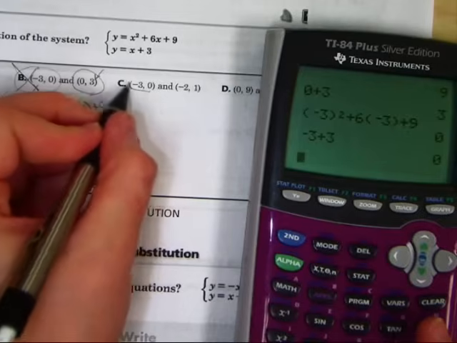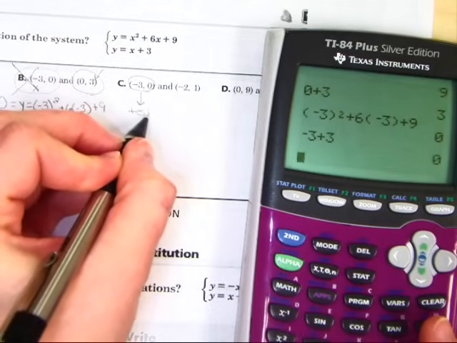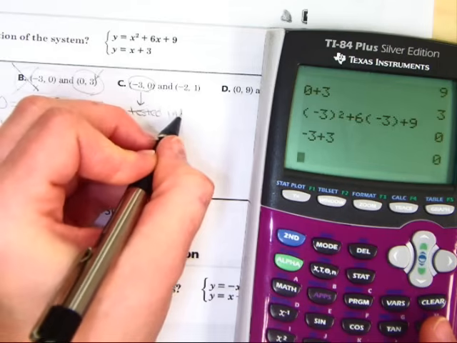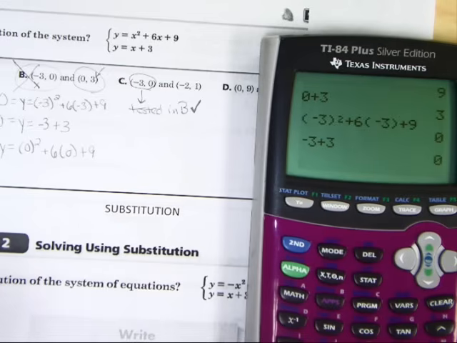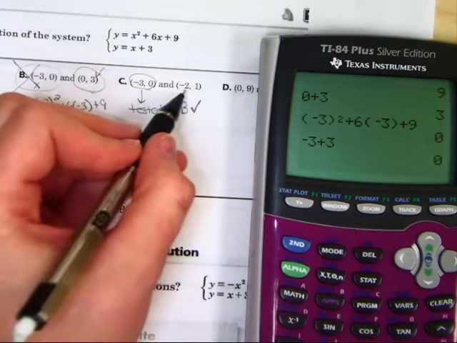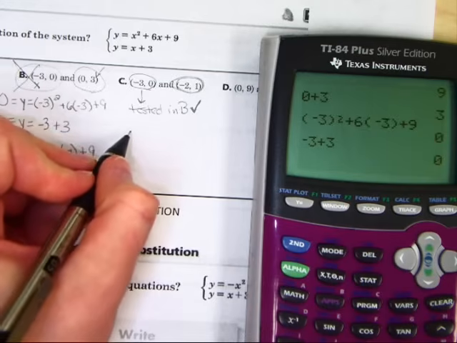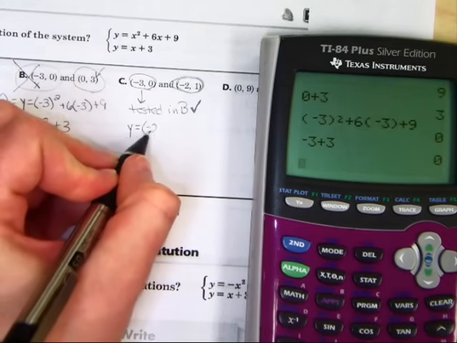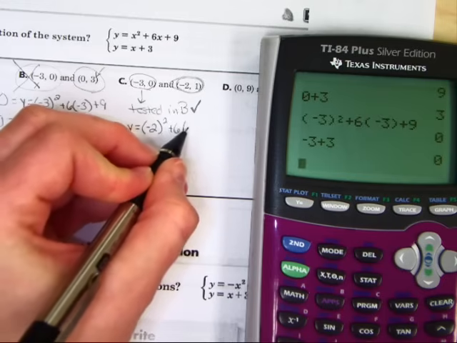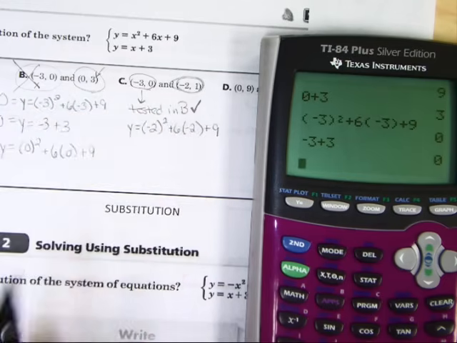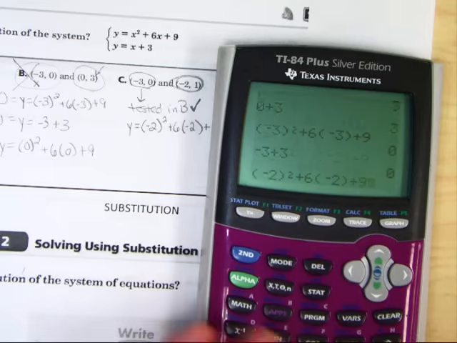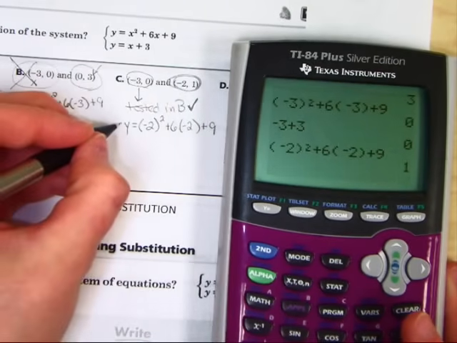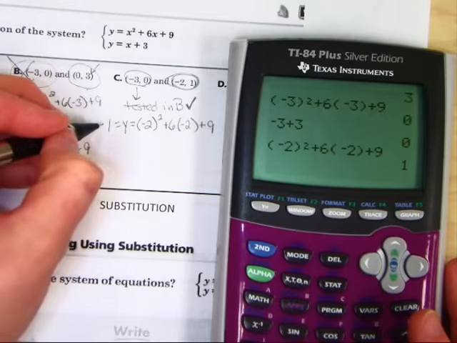Now, we already tested this, okay? We tested in B, and we decided it was good. Okay, so don't test it again, but we will have to test negative 2, 1. So let's test negative 2, 1 in the first equation. So we do y equals negative 2 squared plus 6 times negative 2 plus 9. Let's plug that in. Negative 2 squared plus 6 times negative 2 plus 9 equals 1. Did that work? Absolutely, because we needed to get a 1.